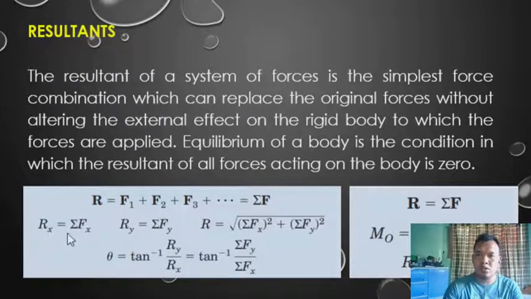So, ΣRx is all the forces in the X direction and ΣRy is the summation of all forces in the Y direction. Then, para makuha natin yung resultant force, square root lang natin, or the Pythagorean theorem to: square root of summation of forces X quantity squared plus summation of forces Y quantity squared. Then to get the angle, we have here arctan is equivalent to Ry over Rx, no?